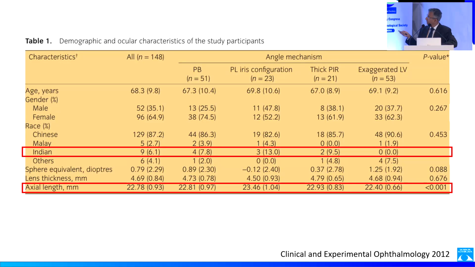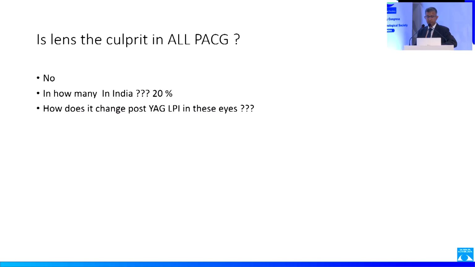And when you looked at this study, which is again from Singapore, and you look at the different angle closure mechanisms, and you subtype it by race, you find that there are maybe about 20 Indians in there, and none of the 20 Indians had an exaggerated lens vault. So most of the exaggerated lens vaults were seen in the Chinese actually. Even the Malays had very few. So this seems to say that this lens vault mechanism, which has been reported repeatedly from East Asia, may not be as prevalent in Indian eyes as we think.